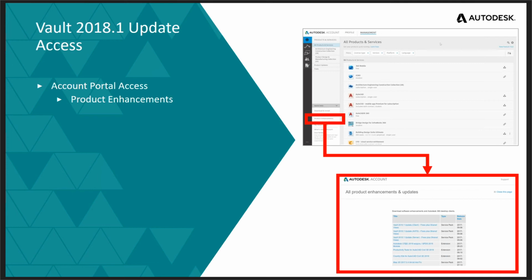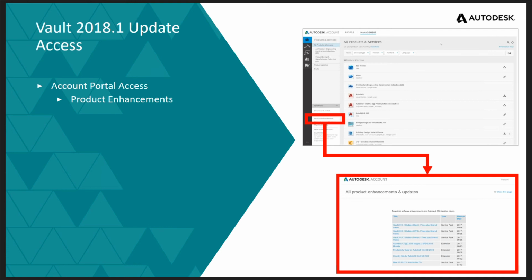Go ahead and go to your Autodesk account portal. That's going to be manage.autodesk.com. And then you're going to be able to go into the product enhancements, which is that red box. I know it's very small, but it's there on the bottom half of the screen on the left-hand side. It says product enhancements. If you click through there, you're going to get that window that's boxed there at the bottom right-hand side of this screen. And you're going to be able to download the Vault updates.